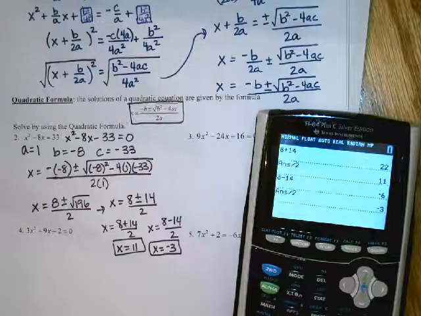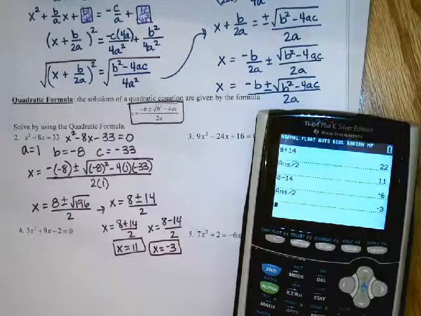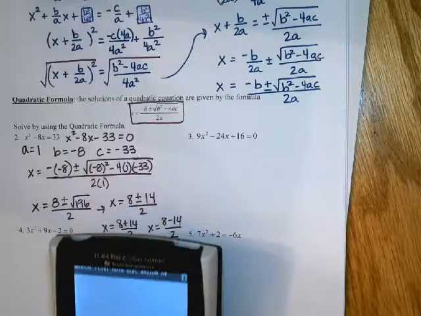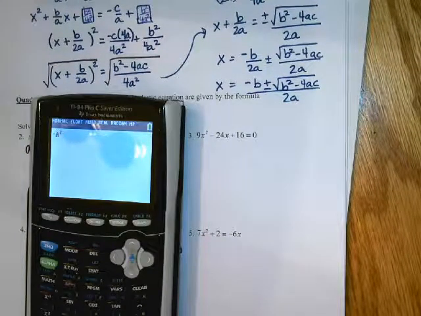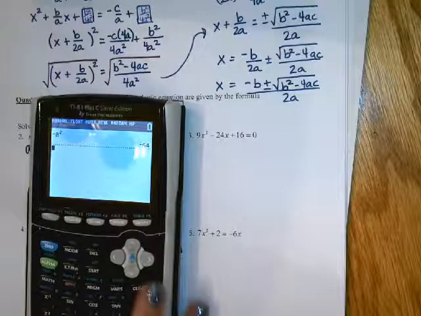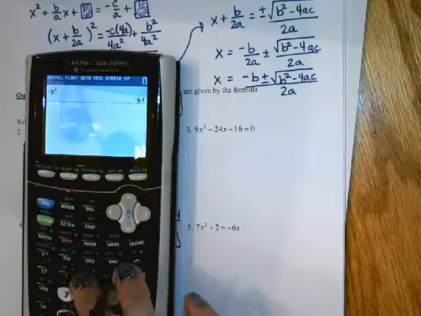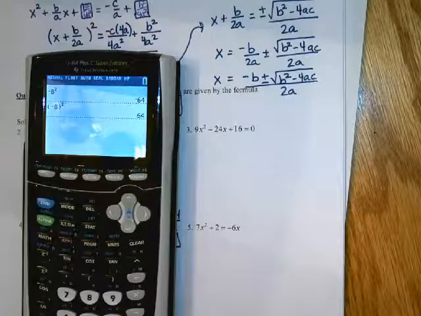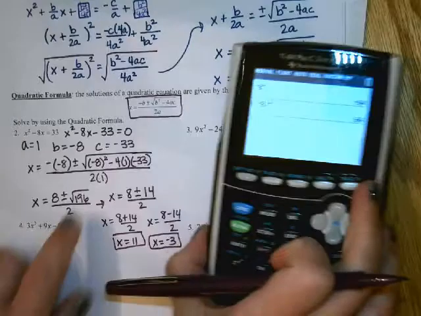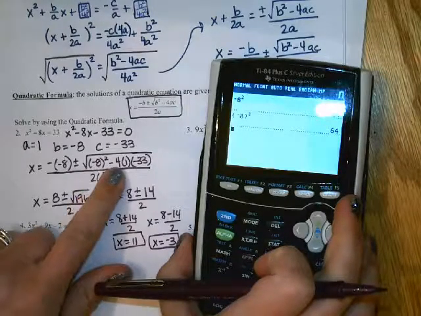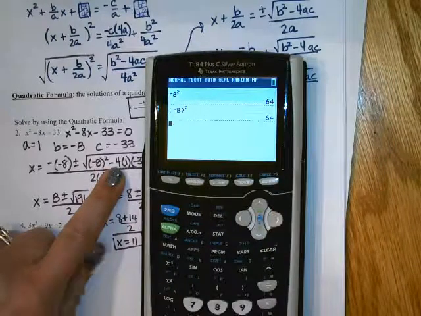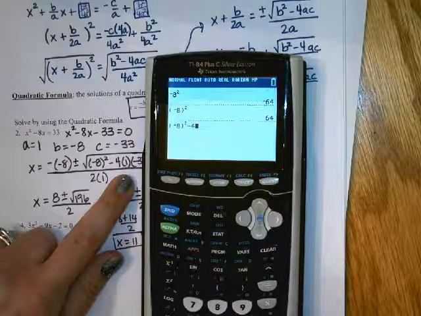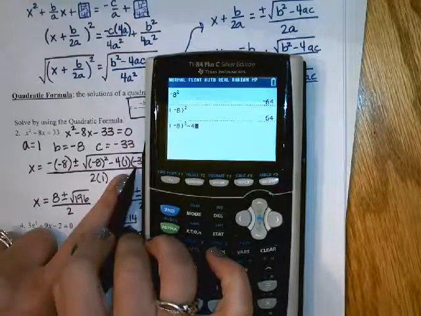Where'd I lose ya? Okay. Be careful with parentheses. So if you type in negative 8 and then you square it, you're going to get negative 64. However, negative 8 squared is positive 64. So we should get 64 right there, plus 4 times 33. So make sure you use parentheses, but there's a negative 33.